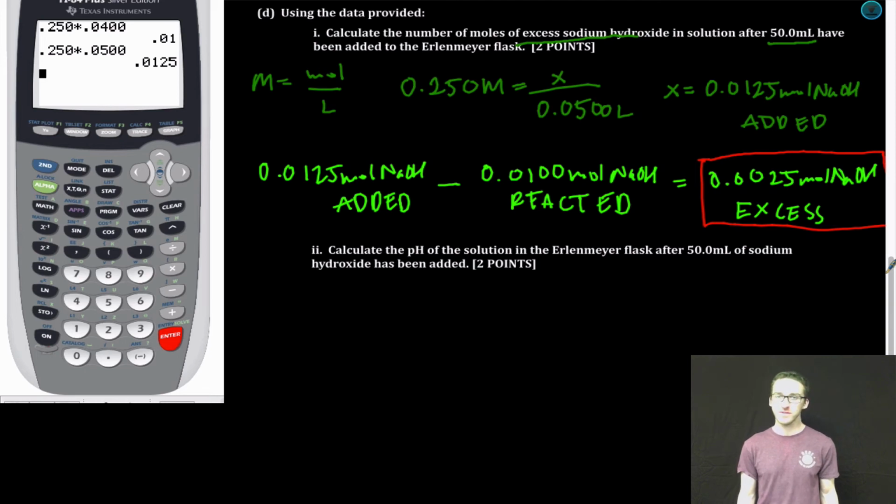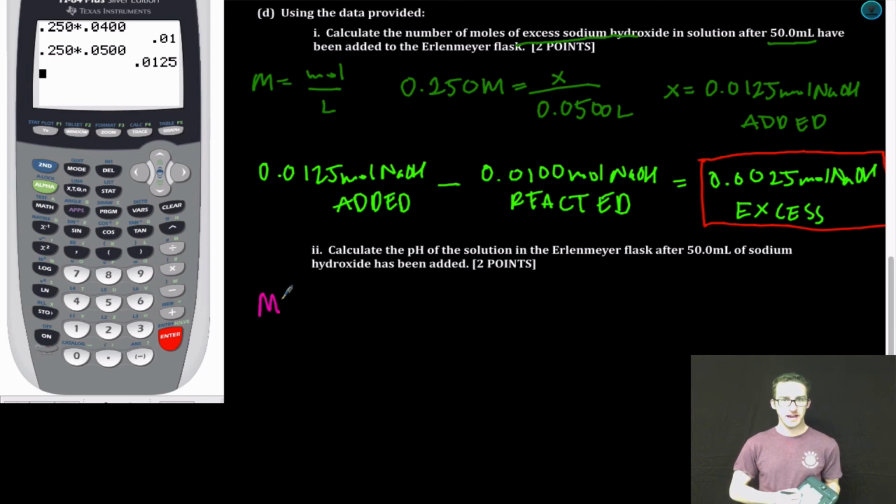Calculate the pH of the solution in the Erlenmeyer flask after 50.0 milliliters of sodium hydroxide has been added. All right, well, at this point, think about what's in solution. There's no more acetic acid because we completely reacted it all with the sodium hydroxide. But there is 0.0025 moles of sodium hydroxide still floating around in excess in our flask. And that's the thing that's going to contribute to the pH of our solution.